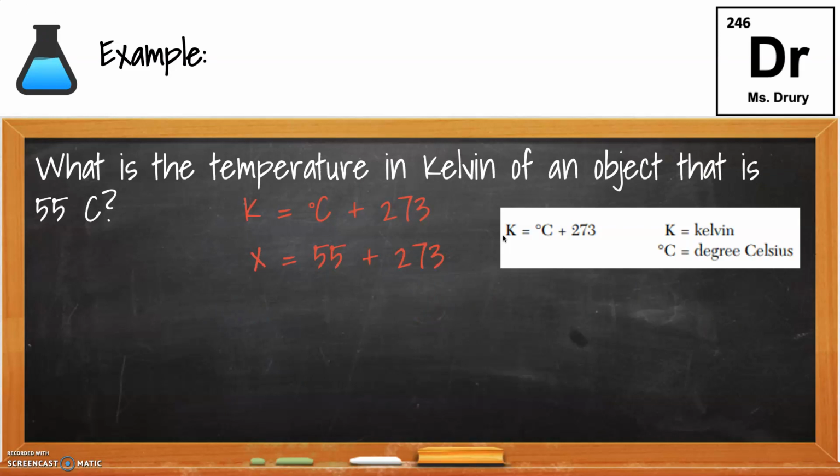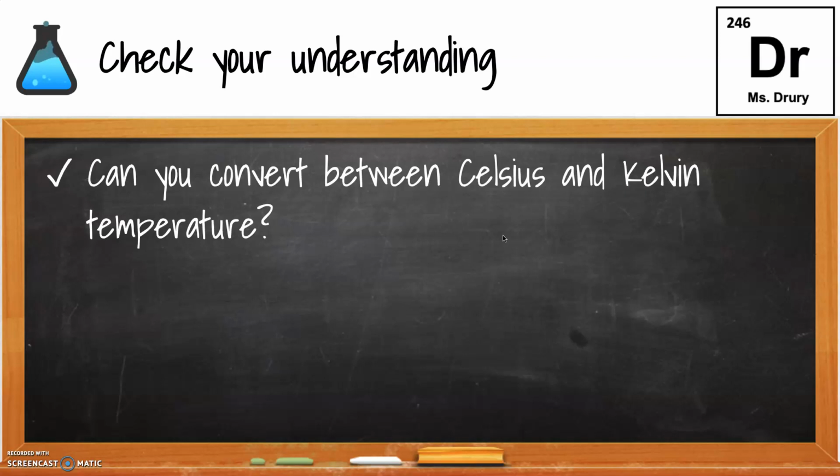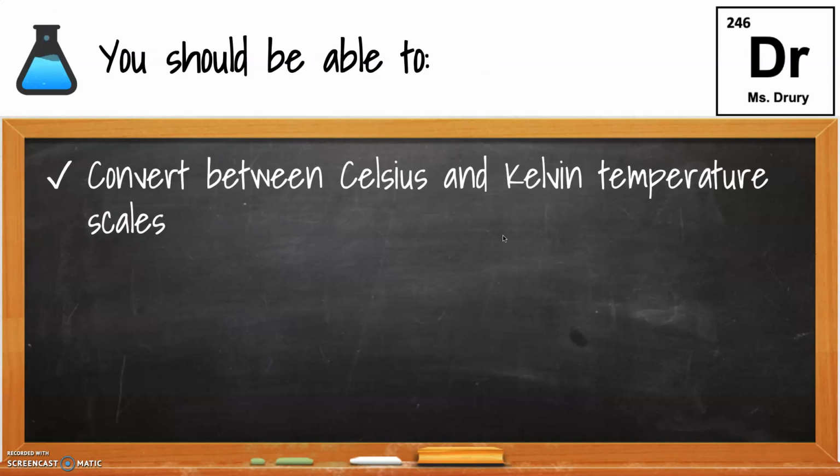Here's another example. What is the temperature in Kelvin of an object at 55 degrees Celsius? So this time I'm going to put 55 in for the Celsius scale and add 273 to get the Kelvin answer. So Kelvin is never going to be negative. It shouldn't even really be 0, and it should always be higher than the Celsius. At this point, you should be able to convert between Celsius and Kelvin at any point.